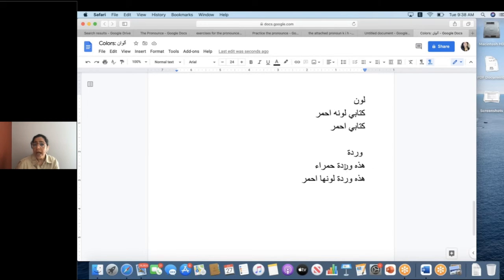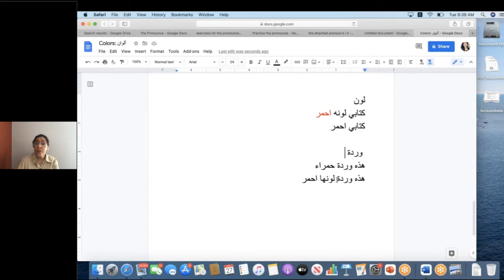So just fast, it's feminine. When you talk about it immediately, you're going to use the feminine form of the color. The color red is أحمر in the masculine form, but it's حمراء in the feminine form. So you will say هذه وردة حمراء. This is a red rose, okay?